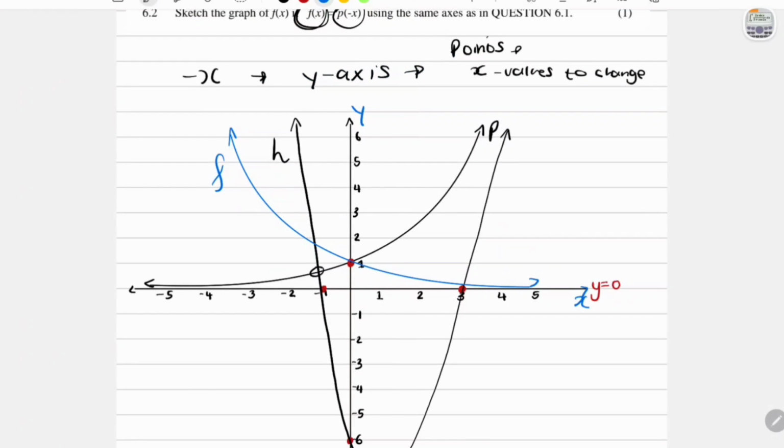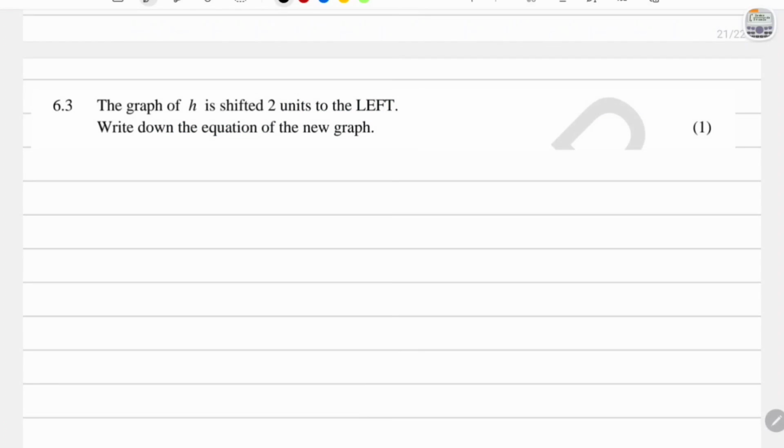Okay, so that is 6.2. Moving on to the next question. Okay, so 6.3 says the graph of h is shifted 2 units to the left. So h gets shifted 2 units to the left. You need to write down the equation for the new graph.